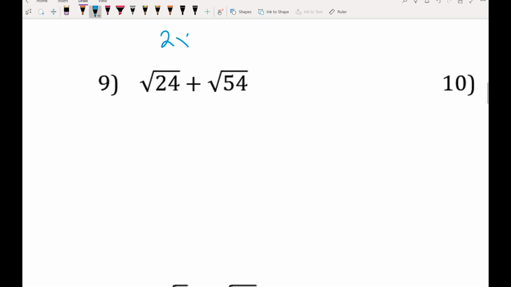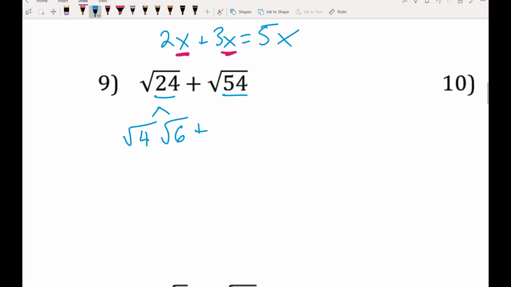Just like how when we add variables, we can only add variable terms if they have the same variable, along the same lines, we can only combine radical terms if they have the same radical. So I notice 24 and 54 don't have the same radical yet. So I'm going to try simplifying them first to see if I do get the same number under the radical. I could break up 24 into radical 4 and radical 6, plus I can break up 54 into radical 9 times radical 6. And that's good because if I'm looking at this radical 6 and this radical 6, I want the numbers left under the radical to be the same.